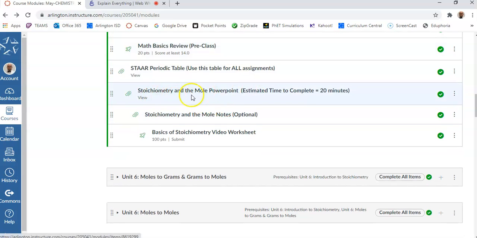And then we have our stoichiometry and the mole PowerPoint. You can run through this, look at it, save it. You'll have it to use for the entire unit. There's the hard copy notes, as always, but they are optional. And then the last thing is a short little video that talks about the basics of stoichiometry. So open this, watch the video, and answer the few questions that come in while you're doing so. Other than that, guys, pretty simple module. Make sure you understand the math. Make sure you have a calculator. And again, don't be afraid to ask questions.